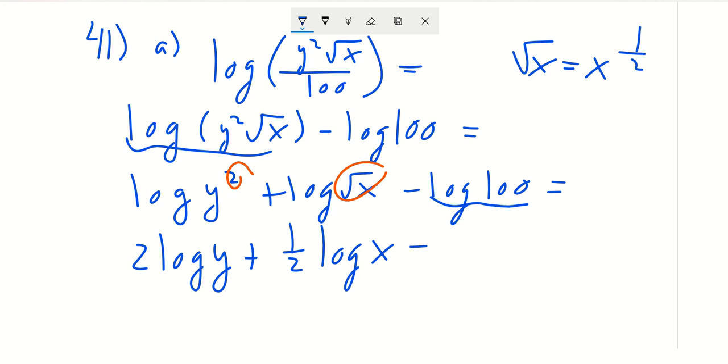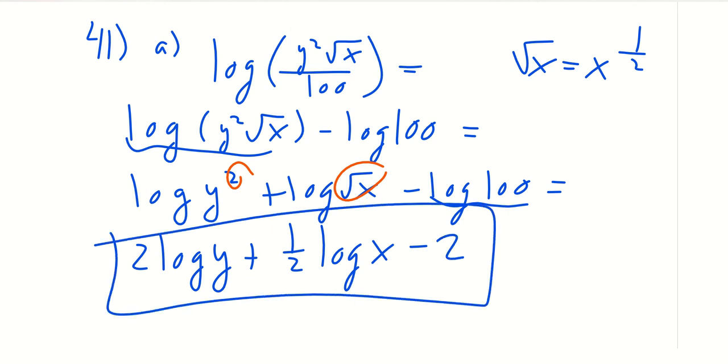and now this is a value we can figure out very easily. Common log of 100, that's log base 10. So you're asking what exponent do you have to raise 10 to in order to get 100? And the answer is that's going to be an exponent of 2. So we've split it apart and expanded it as much as we could. We get 2 log y plus 1/2 log x minus 2.